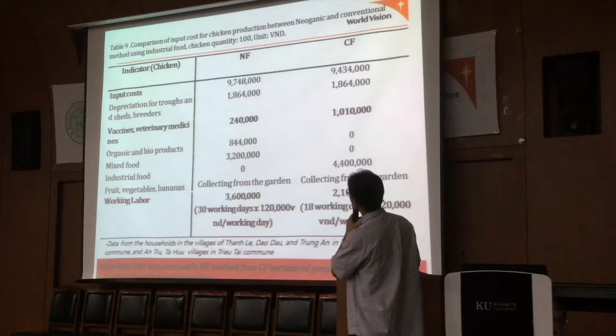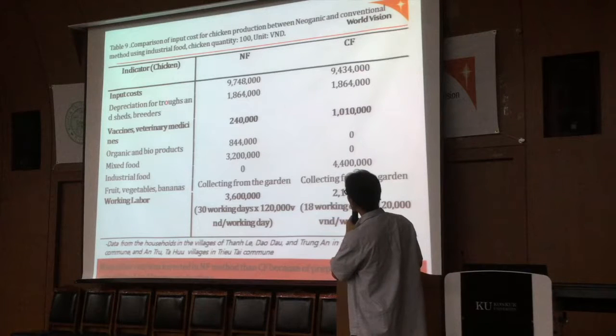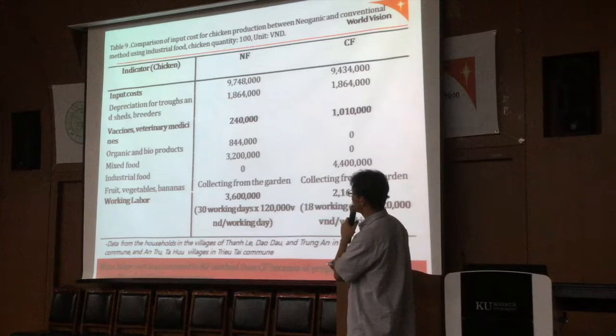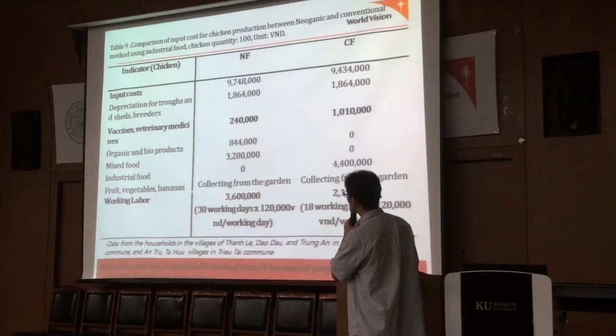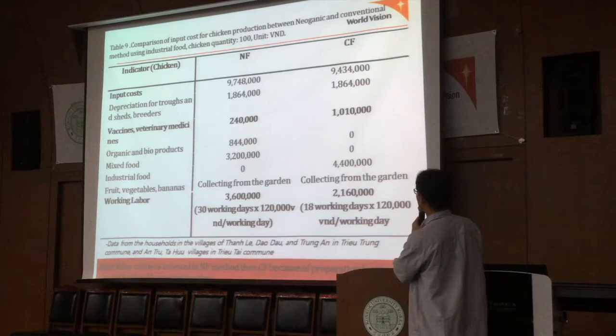In this case, the chicken. Their input cost is like this, but most of the NF is a little bit higher than the CF, due to the labor cost, the working labor. Most of the farmers calculate their labor cost to prepare the organic and bio products or the mixed food. There are some differences like these, and this is because of the higher input cost in natural farming.